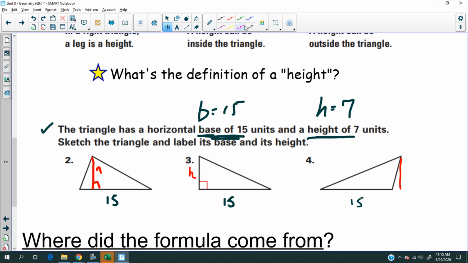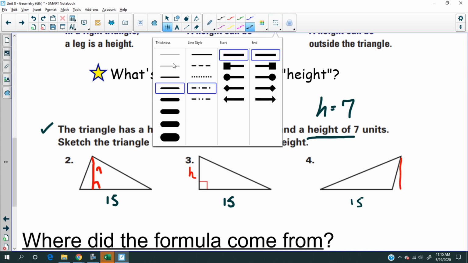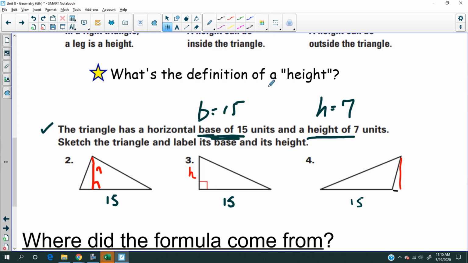All right, and then I'll extend this little line here, right? So this is the base right here. The base stops right here. The base, and this would be the height. Now, I forgot to write the actual number. That's actually 7.